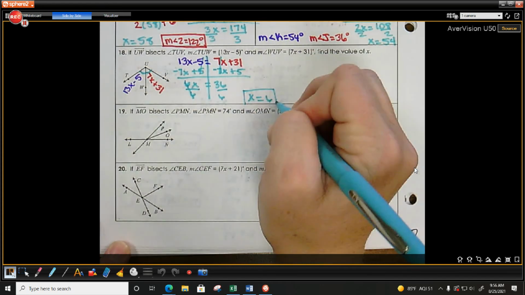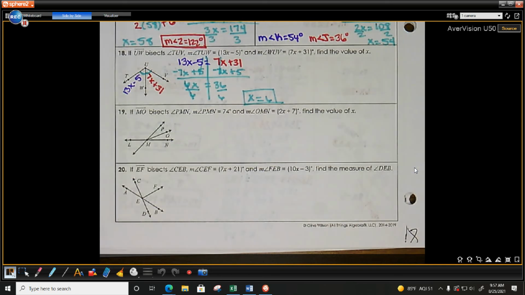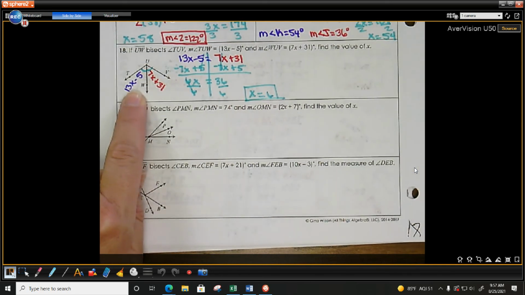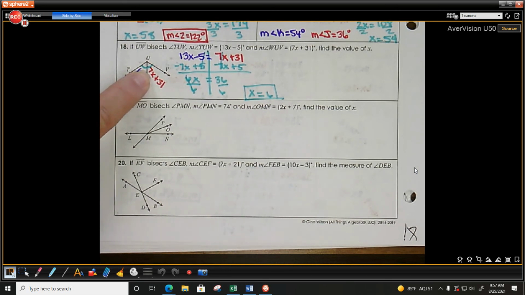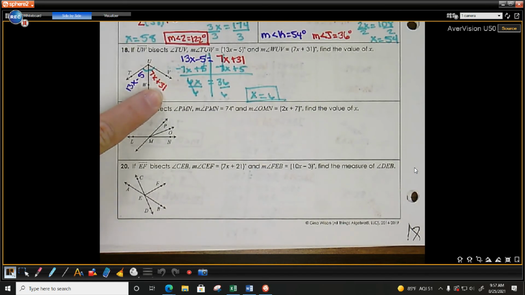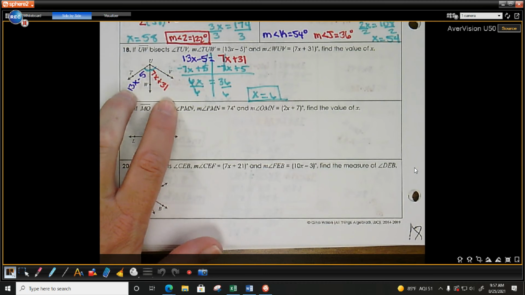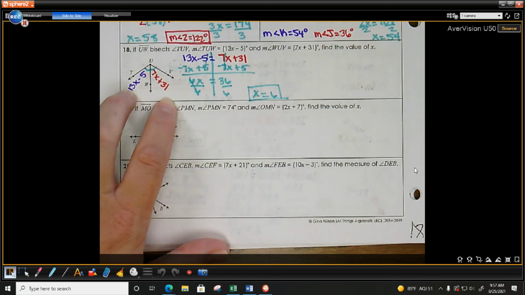Can you check and make sure x is 6? Yes, okay, what's 13 times 6, minus 5? Okay, so this angle is 73. What's 7 times 6, plus 31? 42 plus 31. Did we get 73 for both of them? Yeah, they're equal. Okay, so that's how you can check and make sure your value of x is correct. Good? Okay, next.